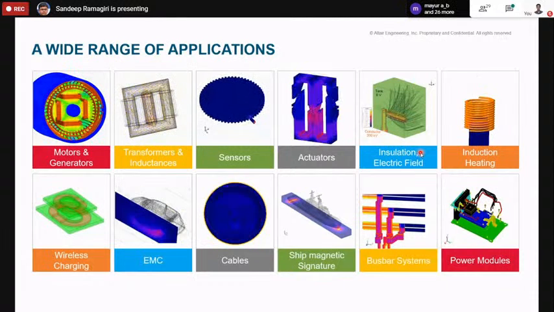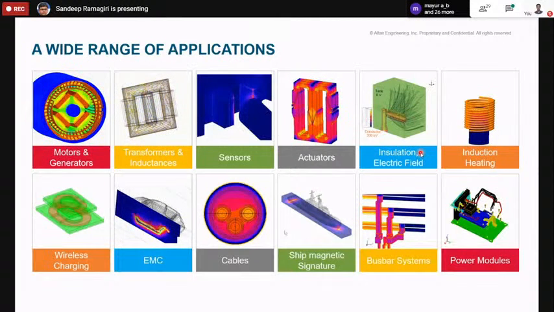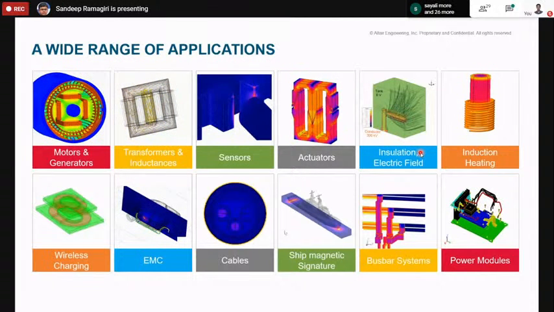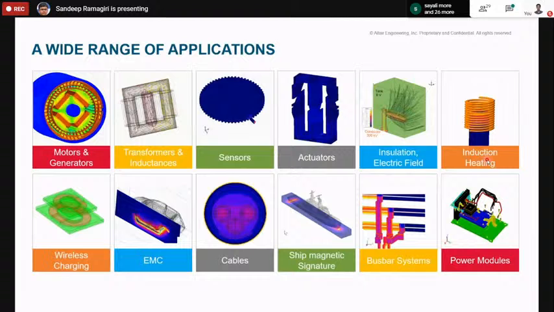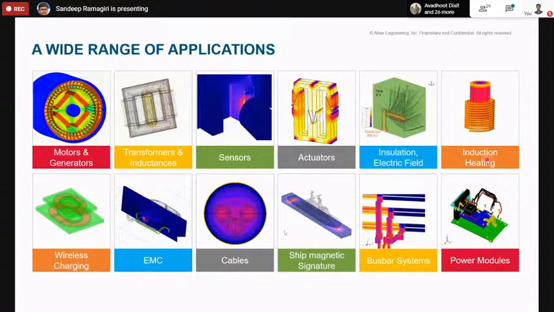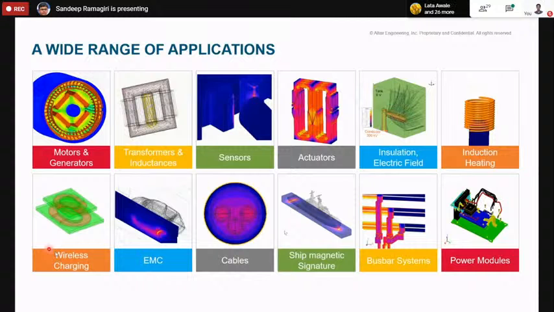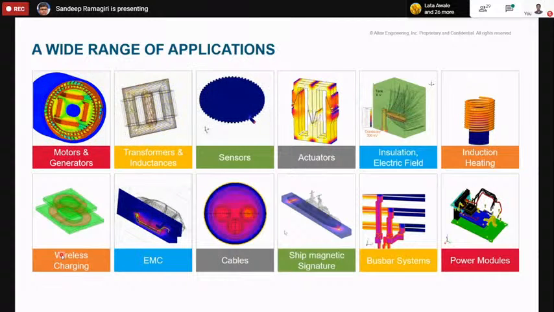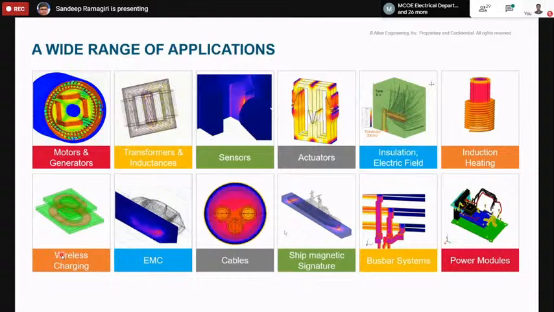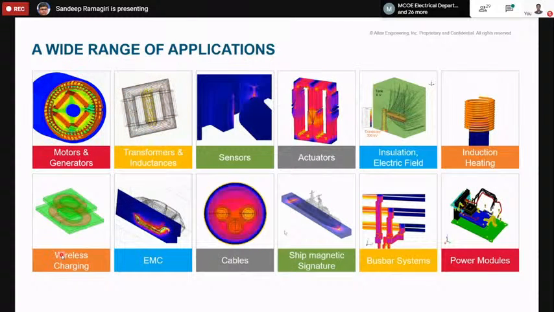And the low frequency tool is capable of doing thermal simulations also, because of which we can also do the induction heating. So heating up the device by pumping the eddy current. So it's a contactless heating. And then we can also do the wireless chargers, which is basically for the electric vehicle application. So it's like a transformer only. So we have a primary and we have a secondary.